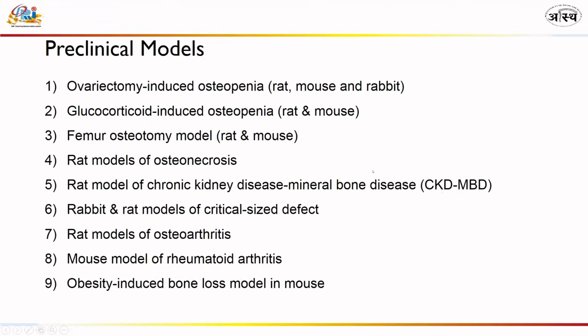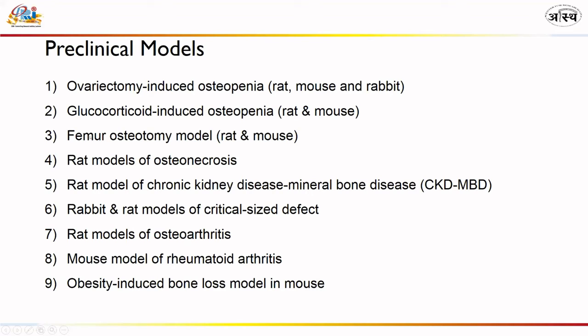So we have this large repertoire of preclinical models. Ovariectomy-induced osteopenia in all 3 rodents is the most frequently used animal model for studying postmenopausal osteoporosis. Besides, we have glucocorticoid-induced osteopenia. This is something that happens very commonly to people who are in need of long duration glucocorticoid, or people commonly say it as steroid. So these are glucocorticoids that cause osteopenia.